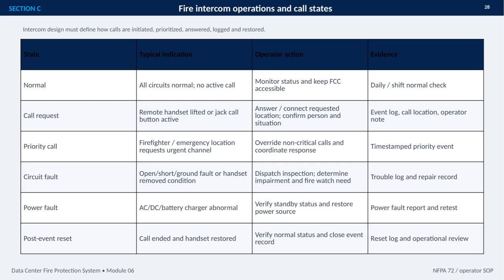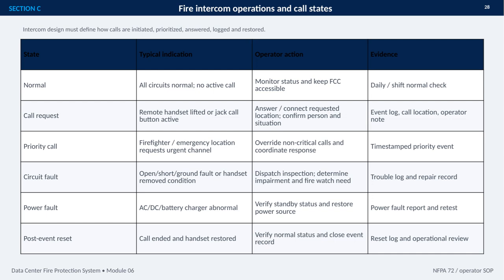In the normal state, the operator monitors the system and keeps the Fire Command Center accessible, supported by a daily or shift normal check. When a call is requested, typically by lifting a remote handset or pressing a call button, the operator connects the requested location, confirms the situation, and records the event. Priority calls from firefighter or emergency locations override non-critical calls and require a time-stamped record.